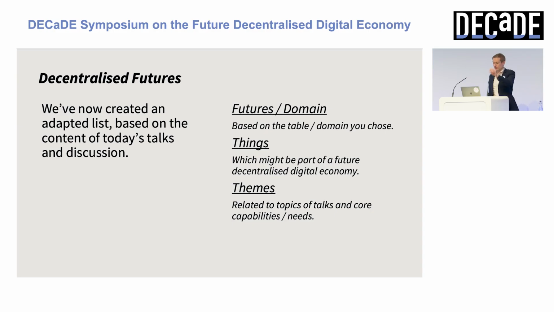So the table you're on is the future. So in a decentralized supply chain future, in a decentralized creative industries future, in a decentralized AI future. So you can, if you really want to, still choose a different one, but you probably want to make your first word the table that you're on.